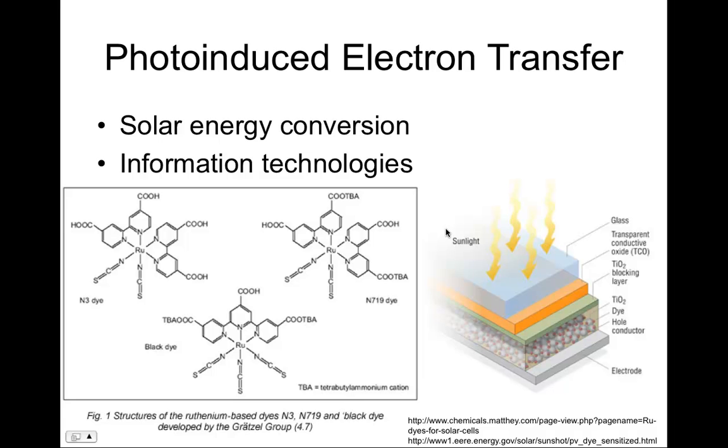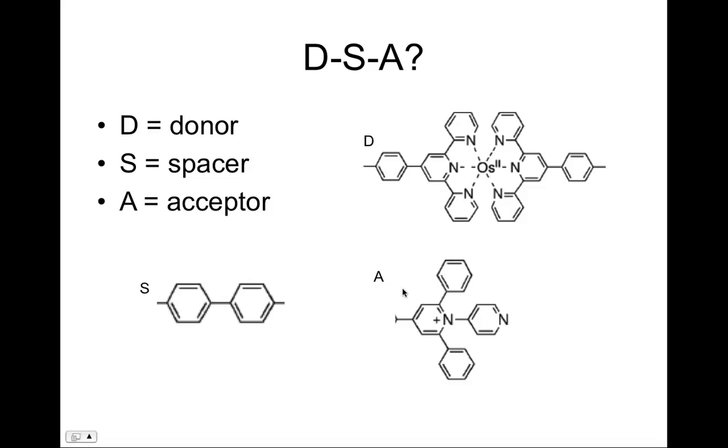A synthetic example is solar energy conversion. So here I have a ruthenium-based dye, and that dye would get hit by sunlight, cause a high energy electron, which would eventually travel into the hole conductor and create electricity to power your appliances or your house.